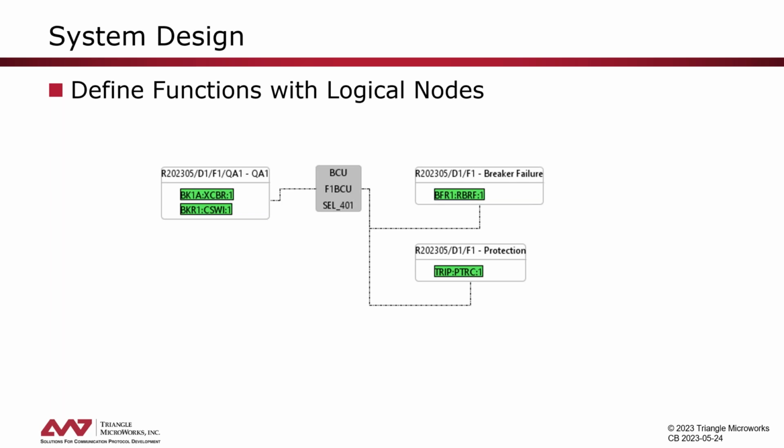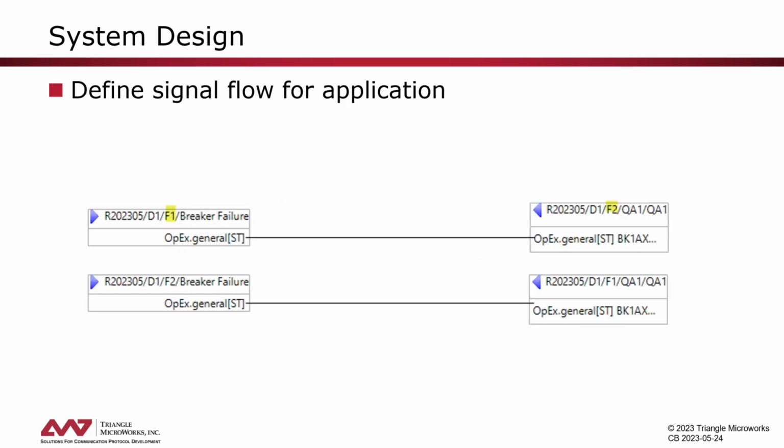Next, when we follow our engineering process, we have to define the signal flow for our application. And that's quite simple in this case. We have the operate external from the breaker failure function in feeder 1 that we have to send to the breaker interface function in feeder 2. And in a similar way, the operate external from the breaker failure function in feeder 2 needs to go to the breaker interface function in feeder 1. So quite simple, straightforward design.